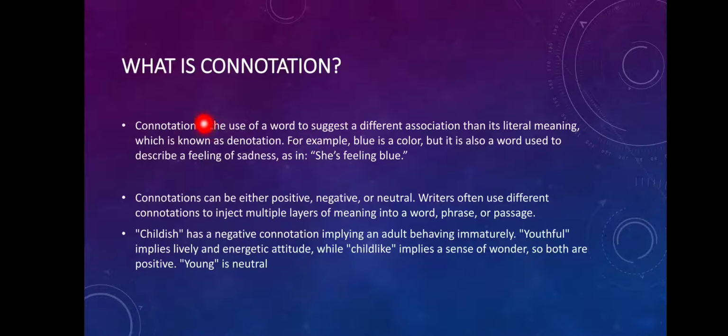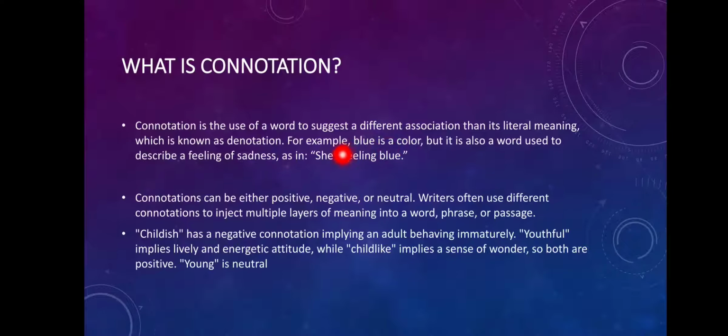So what is connotation? Connotation is the use of a word to suggest a different association than its literal meaning, which is known as denotation. For example, blue is a color, but it's also a word used to describe a feeling of sadness, as in she's feeling blue. So, overall, the meaning of connotation is that sometimes a word can suggest two different meanings.